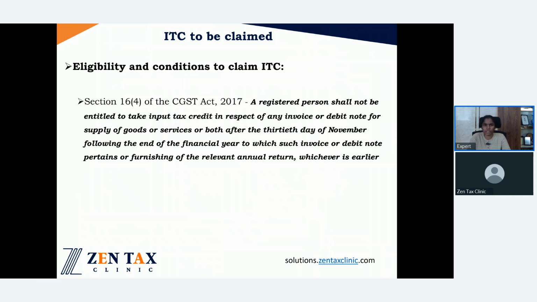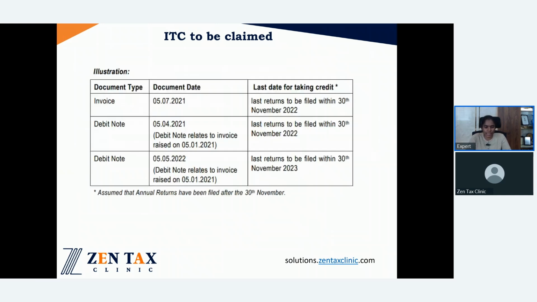Now let us understand this with an illustration. As you can see on the screen, for all the three cases, we have assumed that the annual returns have been filed after 30th November, let's say 15th December. So the first case is the date of invoice is 5th July 2021. That is financial year 21-22. So the last date would be the 30th November from the end of the financial year. So 30th November of 2022 would be the last date to claim the ITC.